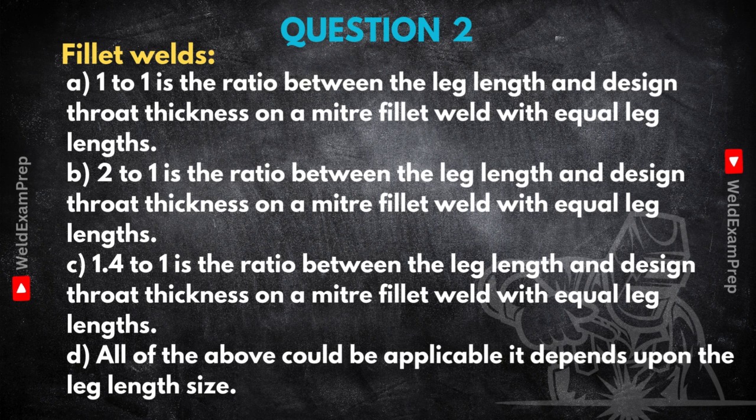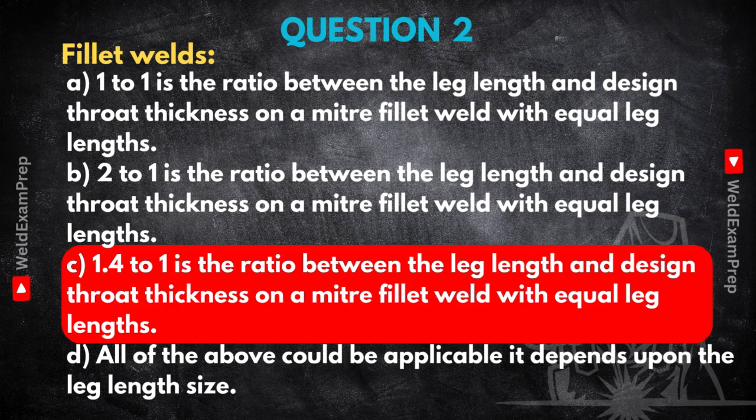It depends upon the leg length size. Okay, for that specific case of miter fillet, equal leg lengths, the magic number is C, 1.4:1. And this isn't just arbitrary, it comes straight from basic geometry. Pythagoras, essentially. Okay, geometry. Walk us through that.